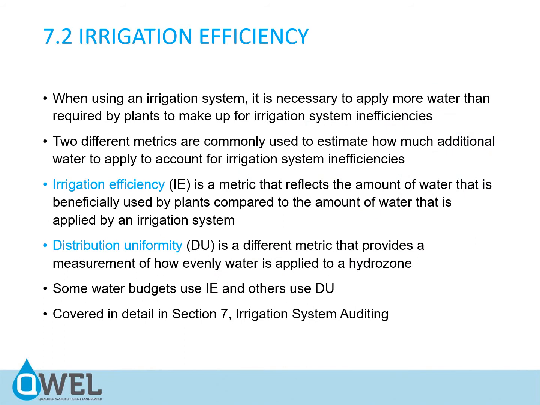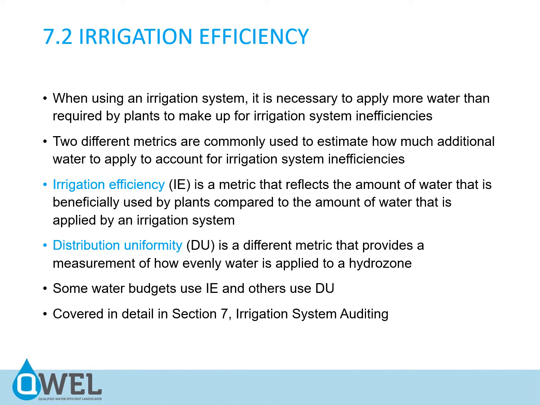7.2, Irrigation efficiency. When using an irrigation system, it's necessary to apply more water than required by the plants to make up for the irrigation system inefficiencies. Two different metrics are commonly used to estimate how much additional water to apply to account for these inefficiencies. Irrigation efficiency, or IE, is a metric that reflects the amount of water that is beneficially used by the plants compared to the amount of water that is actually applied by the irrigation system.